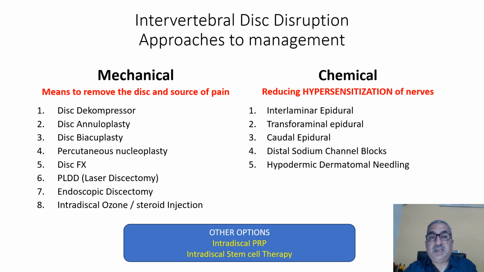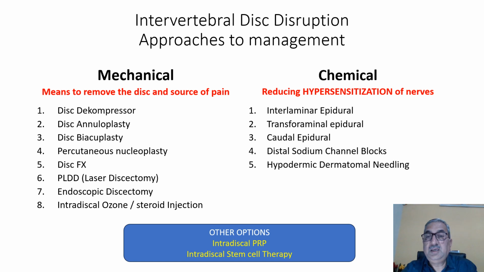Now, when it comes to treating the pain, there are two approaches. One is mechanical and another is chemical. What is mechanical? You try to remove the disc that is the source of pain. Another is chemical. Because there is an internal disc disruption and raised intradiscal pressure, the nerves are irritated and then get hypersensitized. So disc disruption is the cause and hypersensitization is the effect leading to pain. Mechanical options treat the cause, and chemical options try to control the effect.